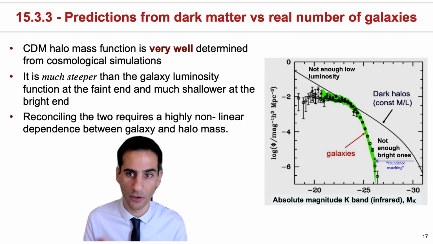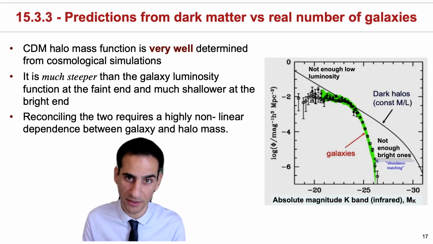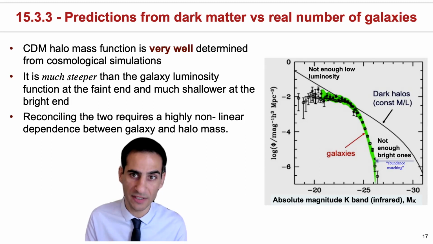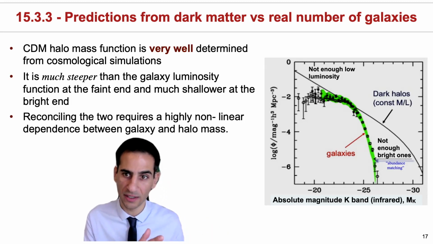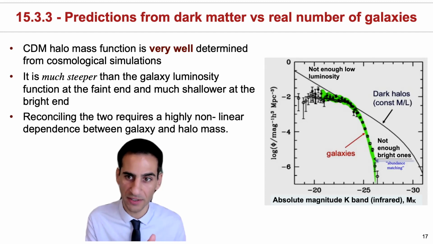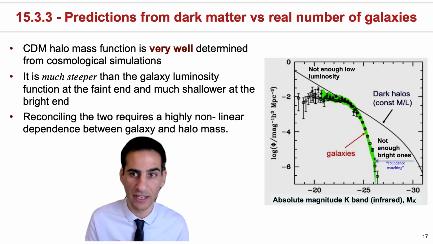On one hand, we can determine the cold dark matter halo mass function very well from cosmological N-body simulations, but this is, as we've seen, much steeper than the real galaxy luminosity function, and it's much shallower at the bright end. And as we've seen, we can reconcile the predictions with observations by invoking processes that involve the release of a lot of energy from baryons that we called feedback, stellar feedback and AGN feedback.